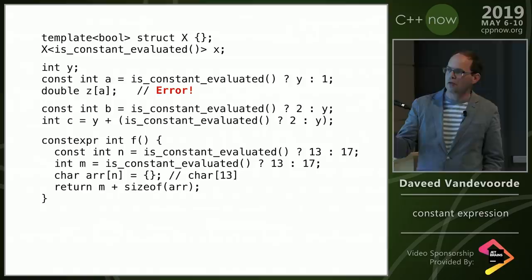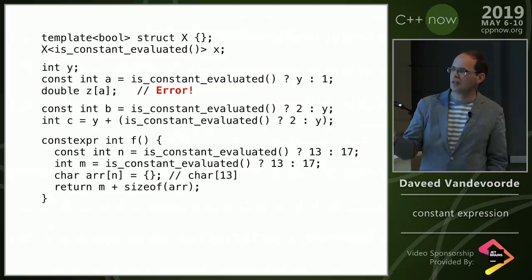Now, m is not constant, so it doesn't actually matter from a language perspective whether this thing is constant or not. So we do not decide this is constant evaluated, right? Because we're still parsing the function. So we don't really know. So this stays that expression. Char of this works because this was a constant, so it's 13. So I'm returning m plus size of r, which is 13. So I'm returning m plus 13. Let's call f.